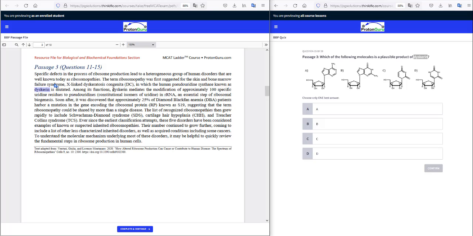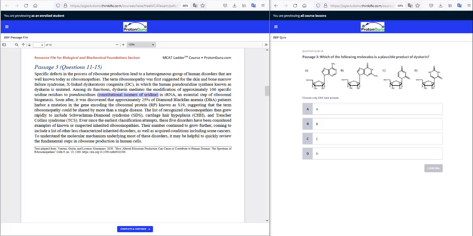So this passage tells us that what the normal enzyme does is mediates the modification of uridine residues to pseudouridines, which are constitutional isomers of uridine. So which molecule is a plausible product of discarin? We would say it has to be something that is a constitutional isomer of uridine. So we need to know what the definition of constitutional isomer is. It's something that has the same atoms, but they're connected in a different way. And then we look at the different potential structures.